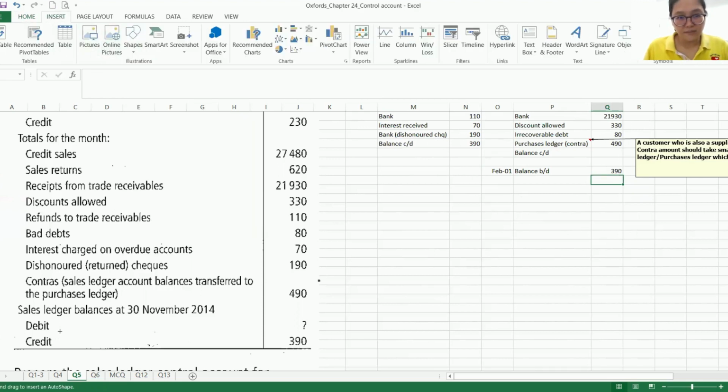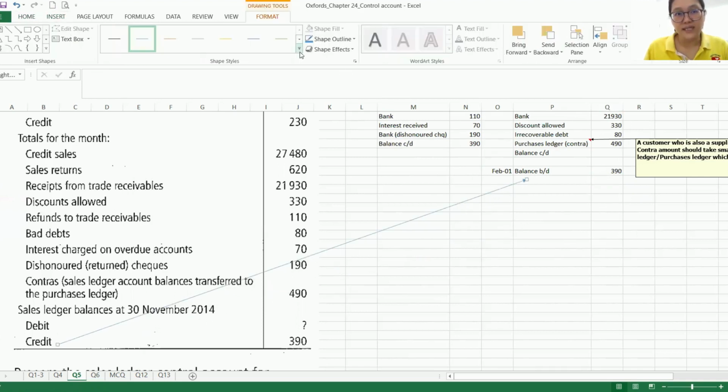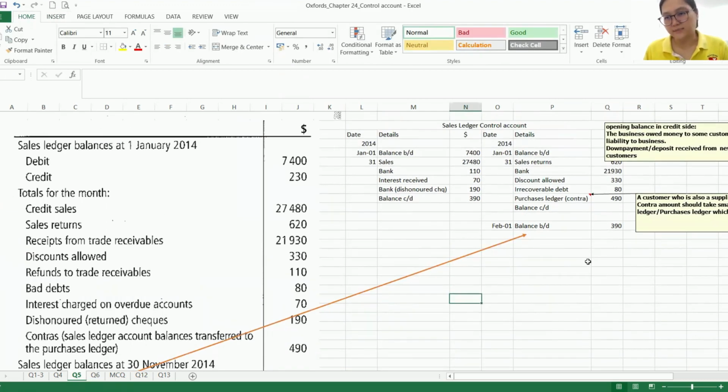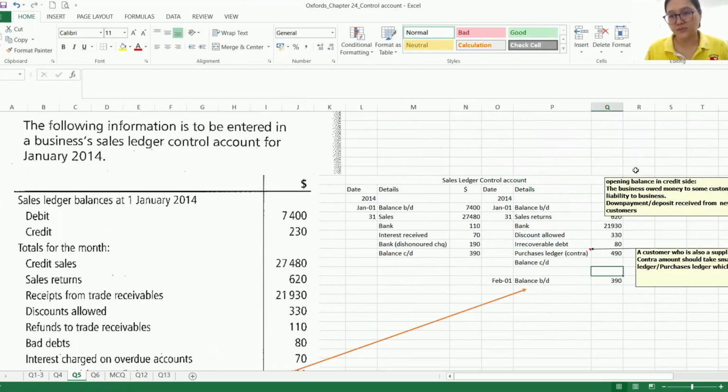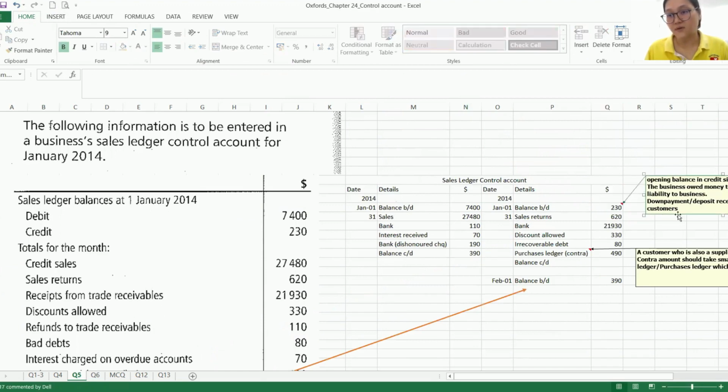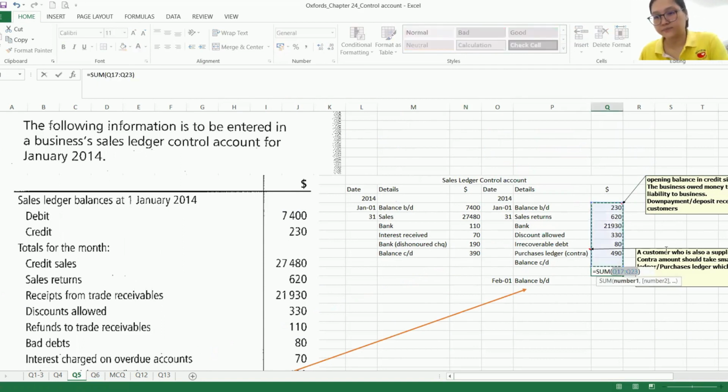This is what they mean by the credit balance, which is that in the credit side, we are owing one or two customers. We are owing them due to some reason, say down payment, deposit received, all these reasons. So this one actually refers to this credit. But when we put in balance carried out, it's in the debit. So be careful with the transaction.